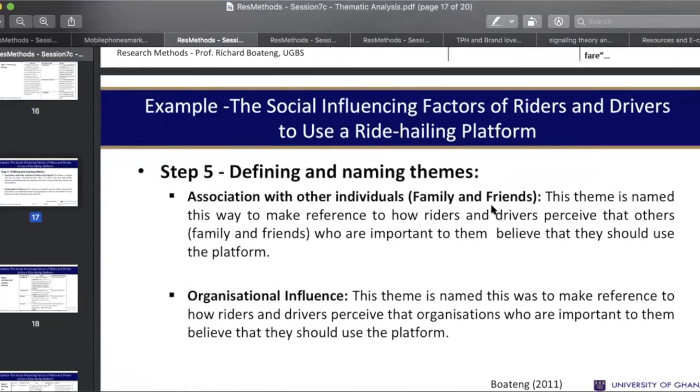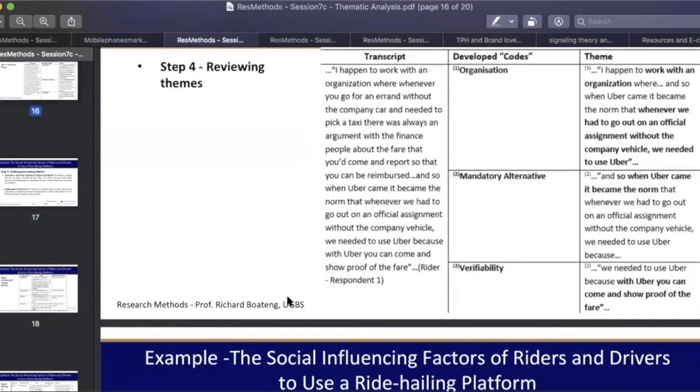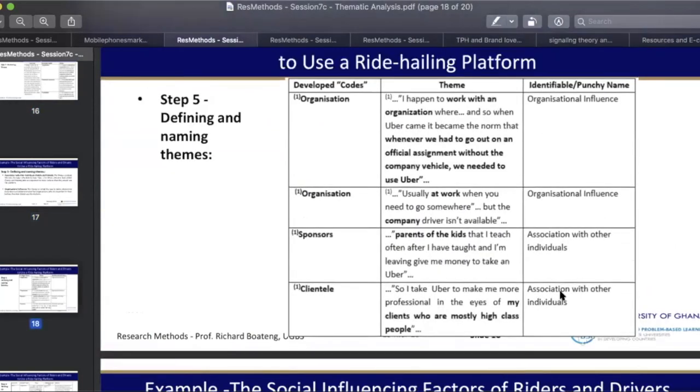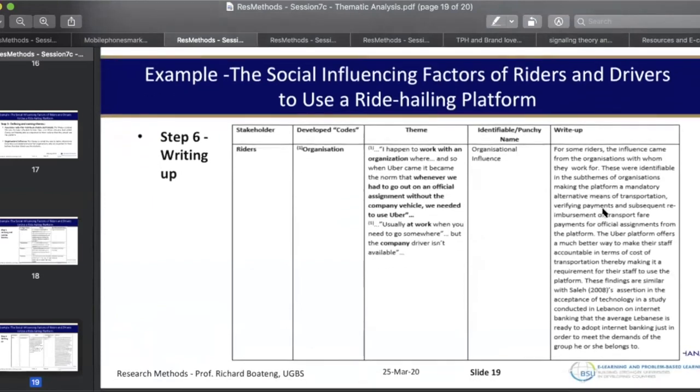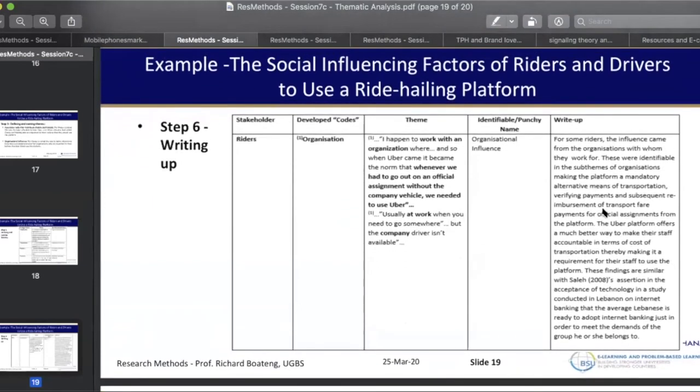It says that there are two types of social influencing factors: those with the individuals and those with the organization. You can see a similar thing happening here: organizational and then association. The literature calls this association peer influence. So you can give it an identifiable punchy name and use that name to lead your write-up. So that is thematic analysis.